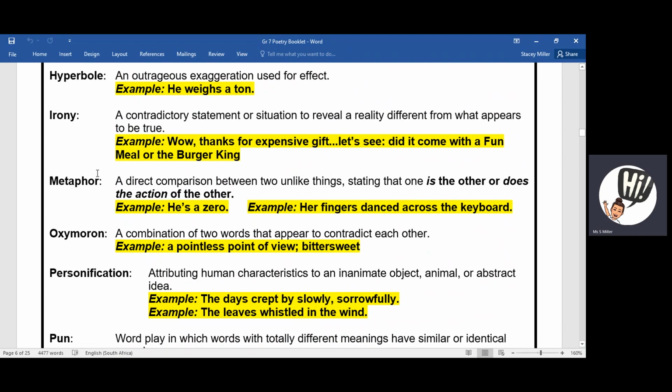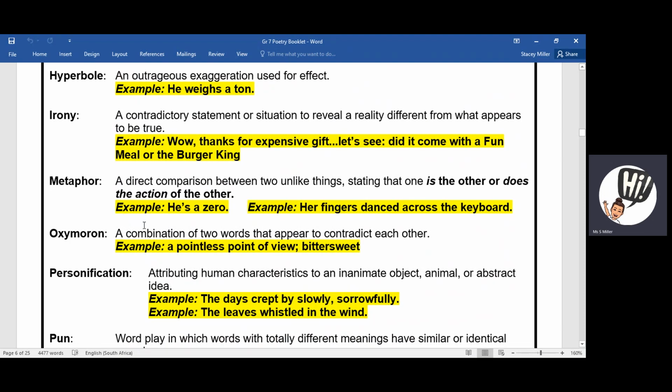All right, next one, metaphor, highlight metaphor. We all know now. Metaphor we've done. Okay, yesterday we spoke about metaphors. It's a direct comparison. Highlight the words direct comparison between two things, stating that one is the other or does the action of the other.